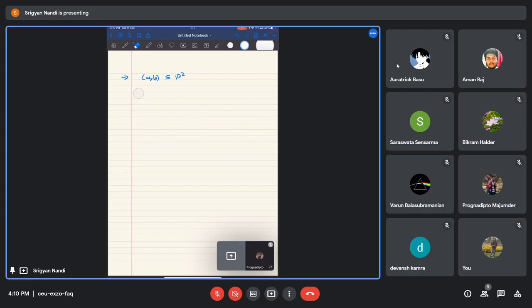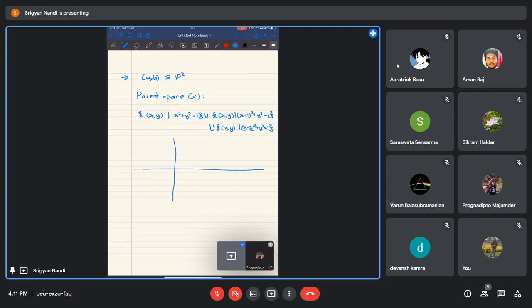So one second, yeah. Our parent space X will be a series of three closed circles. So it will be the set of (x, y) such that x squared plus y squared equals 1, union the set of (x, y) such that (x minus 1) whole squared plus y squared equals 1, union the set of (x, y) such that (x minus 2) whole squared plus y squared equals 1. Can you visualize this? I'm not being able to draw straight lines here. Okay, fine, this should do, I guess.